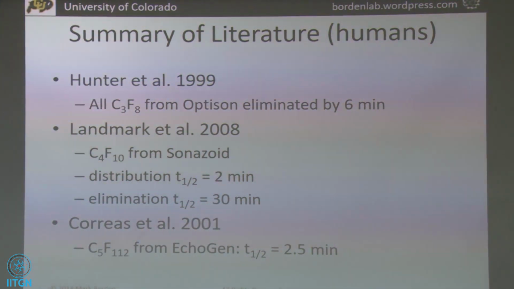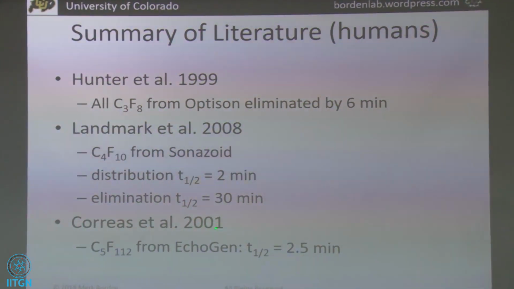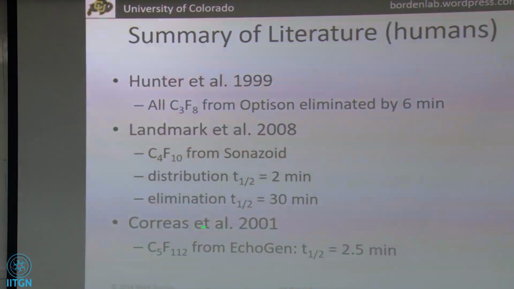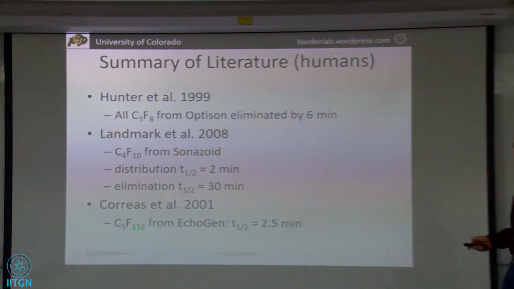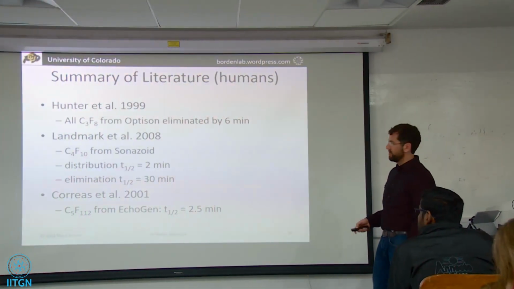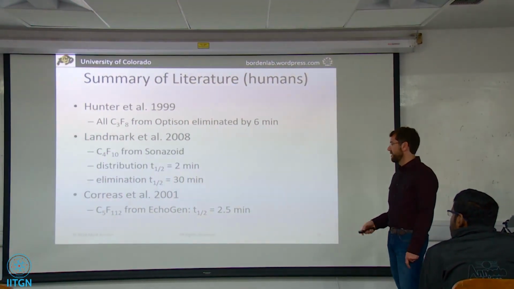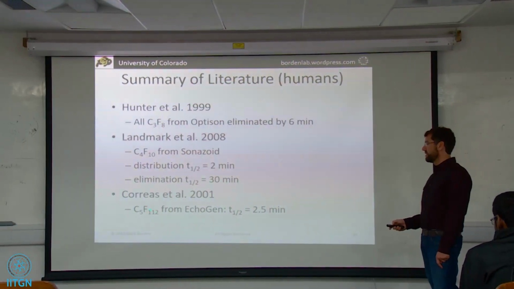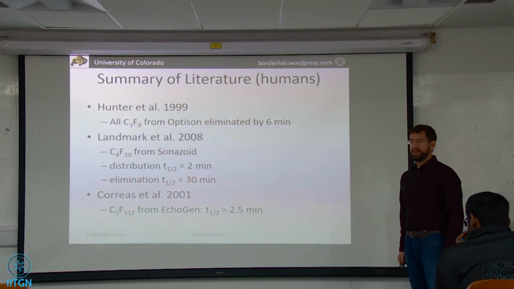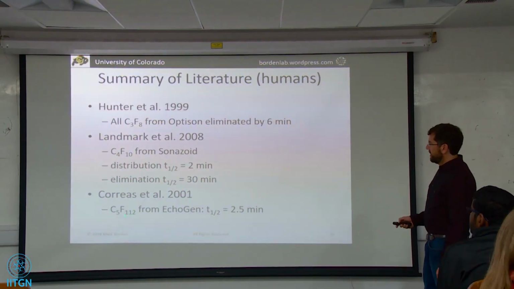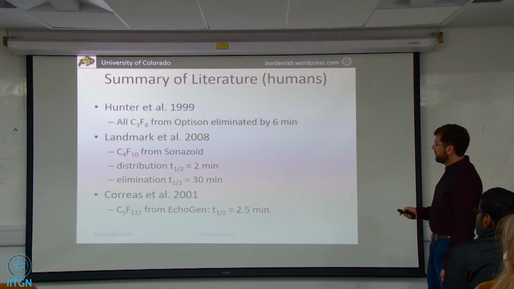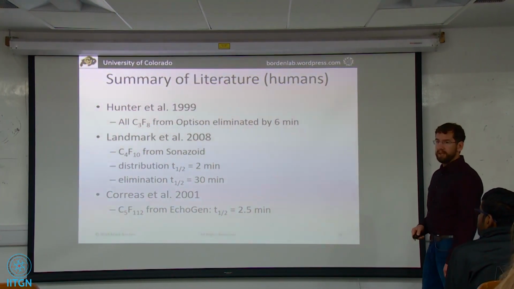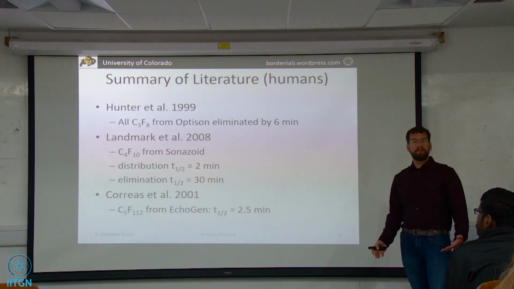Well, that's the half-life. And then in 2001, there was a study by Correas, and that was, ooh, that's not right. It's not C5F112, it's C5F12. Yeah, that breaks all the valence walls. But C5F12, so we go from C3 to C4 to C5. C5 is actually not in any FDA approved agent.